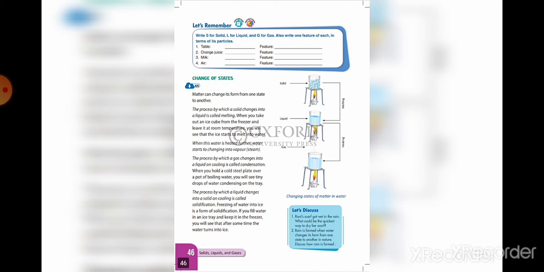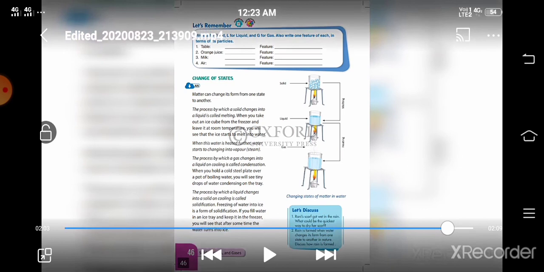Freezing of water into ice is a form of solidification. If you fill water in an ice tray and keep it in the freezer, you will see that after some time the water turns into ice. So, this is how the states change their forms, from solid to liquid and liquid to gas.